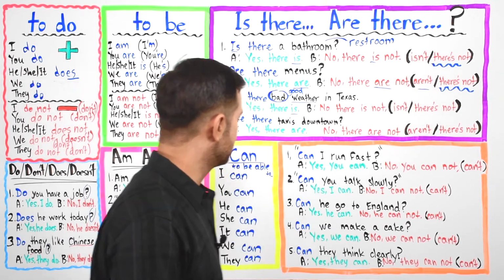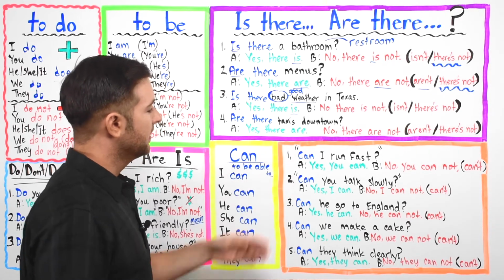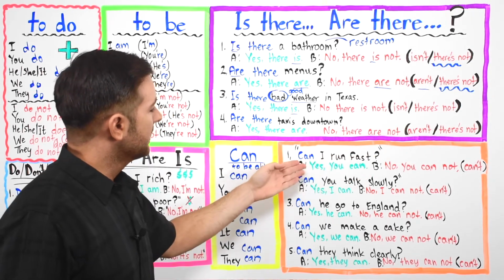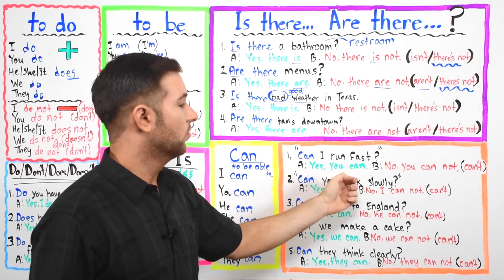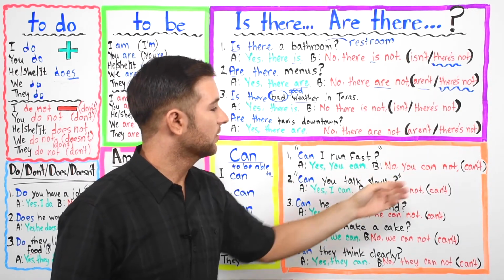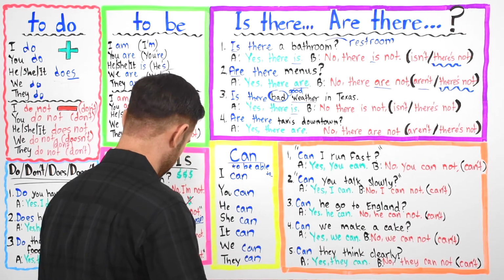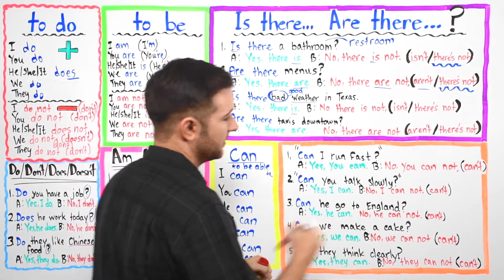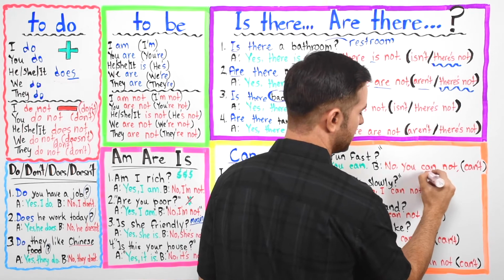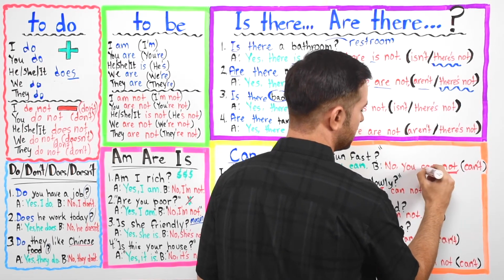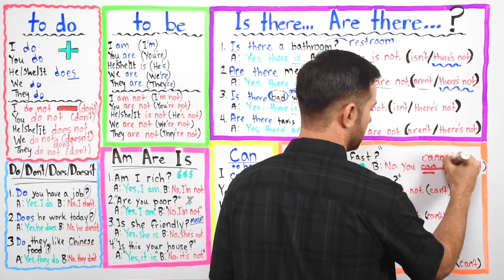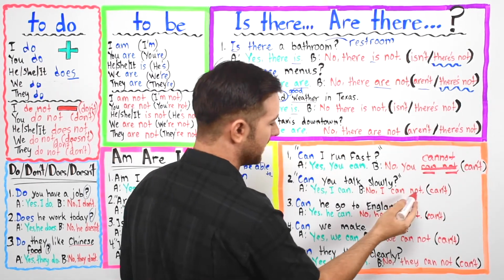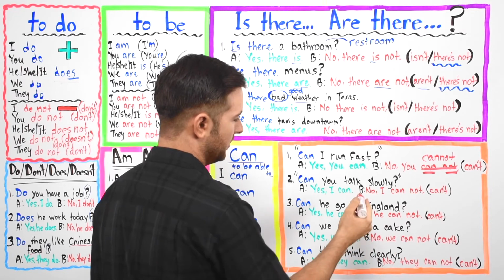Now let's look at some examples here. Number 1 says, it's a question. Can I run fast? And the answer would be, yes, you can, or no, you cannot, or no, you can't. Sometimes this is written like this instead of cannot, as one word and another word. Sometimes people write it like no, you cannot, as one word. Okay, so you'll see it in the other examples too.